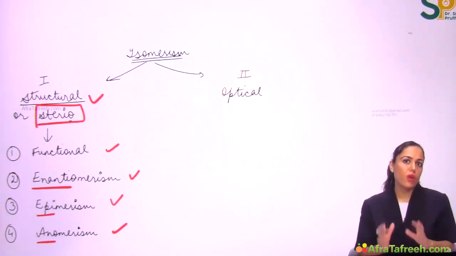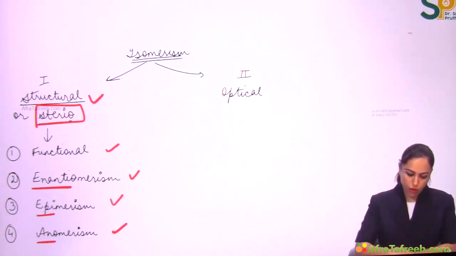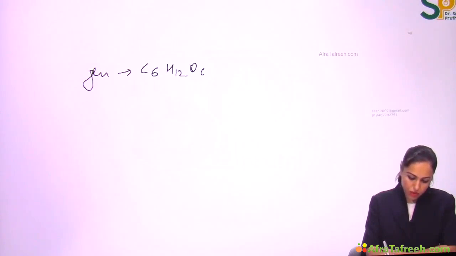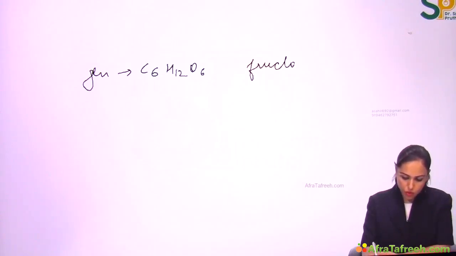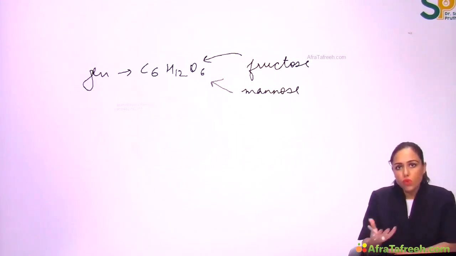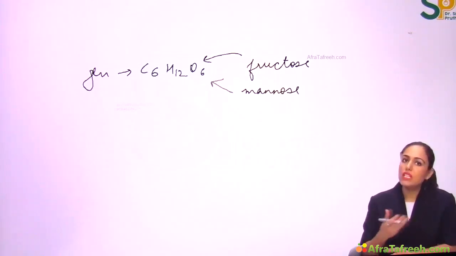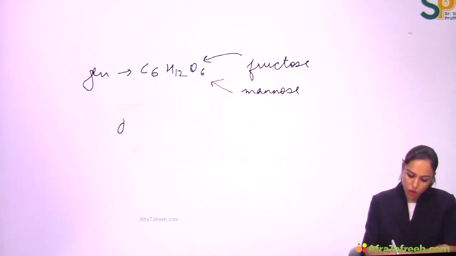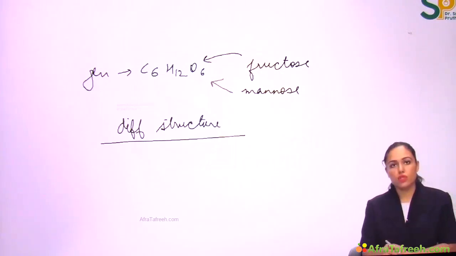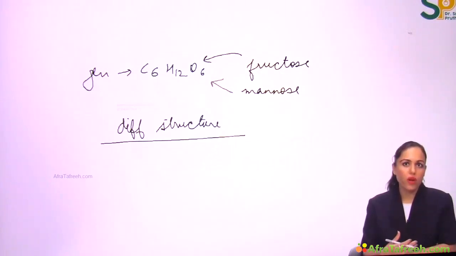What is an isomer? Tell me, what is the molecular formula for glucose? The molecular formula for glucose is C6H12O6. But for fructose also, it is the same, C6H12O6. For mannose also, it is the same. For galactose also, it is the same. So, it is the same molecular formula. But then what thing is different in all these compounds? They all have something different in their structure. So, this is the definition: compounds having the same molecular formula but different structure are known as isomers, right?